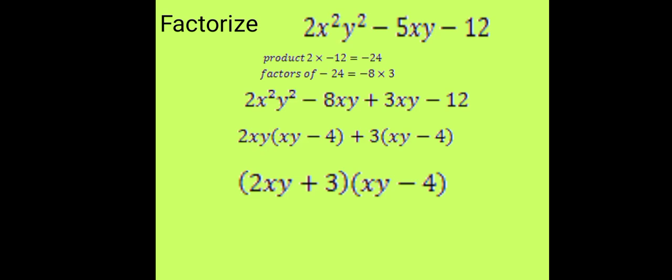If you factorize the first part, 2xy is a common factor, so that inside the bracket will remain xy minus 4. The other part, 3 is a common factor, so that in the bracket will remain xy minus 4. So our factorized equation is 2xy plus 3 multiplied by xy minus 4.